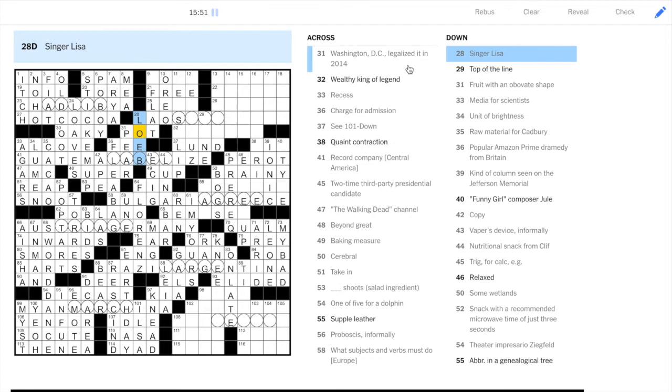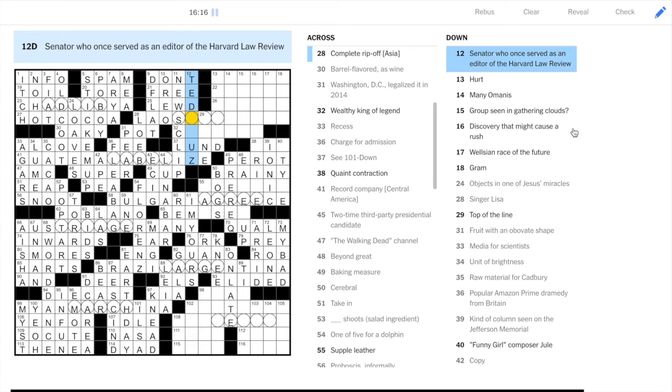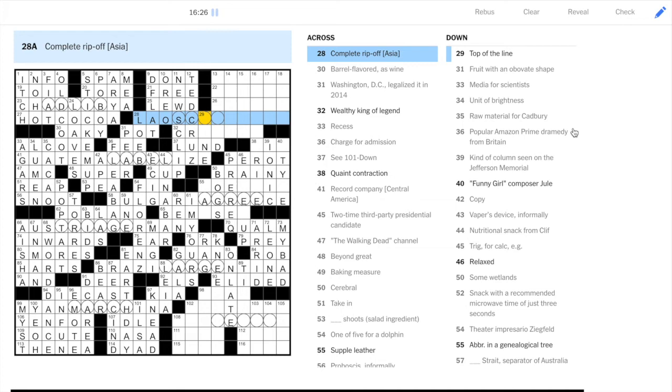And I guess the second comma might just be a typo. Terse bit of advice. How about don't? News clip. Blue is lewd. And here we have Ted Cruz. 28 across. So this is a ripoff, is a scam. So now we have Cambodia.